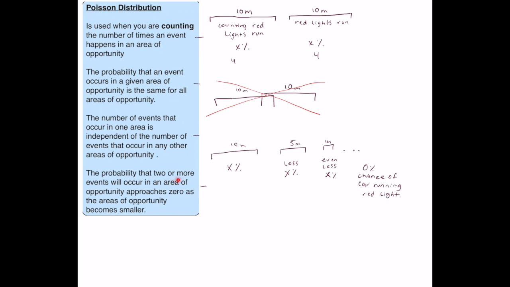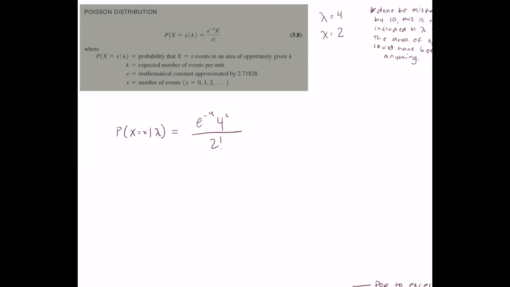Then the probability that 2 or more events will occur in an area of opportunity approaches 0 as those areas become smaller. So there would be X amount or X percent of cars running a red light in 10 minutes, but those amount of cars or that probability becomes less and less as you decrease the amount of time until you have a very small period of time where there is close to 0 chance of a car running a red light. So that turns that into a Poisson distribution based on these 4 characteristics. Let's actually answer the question now.